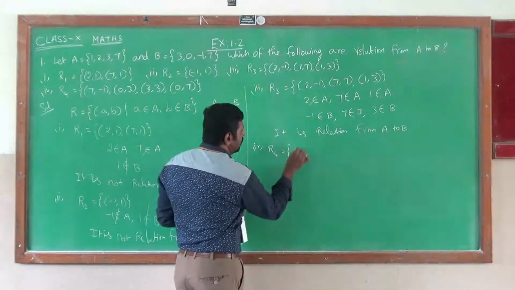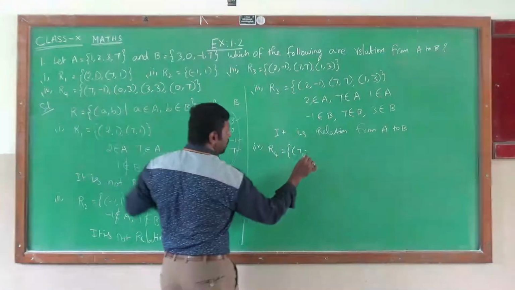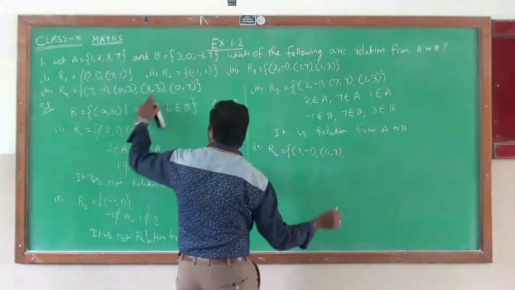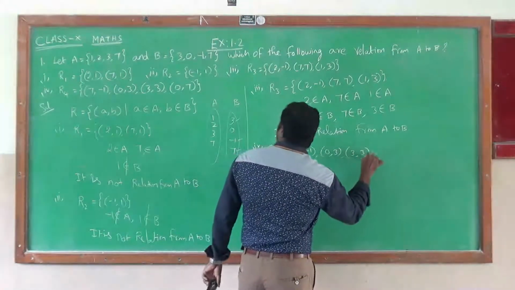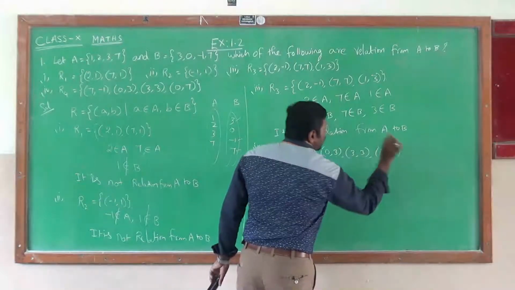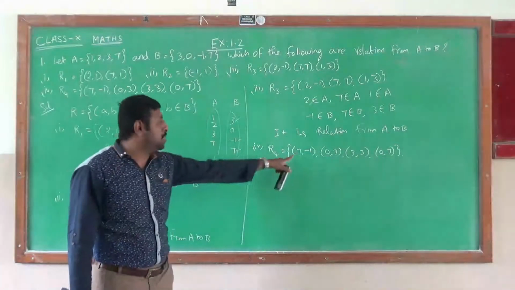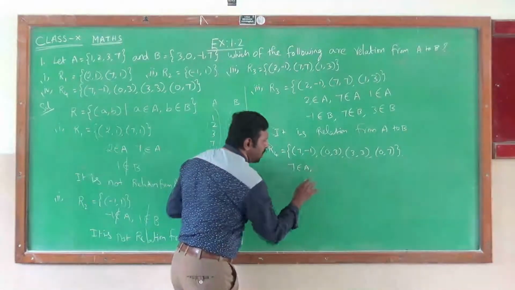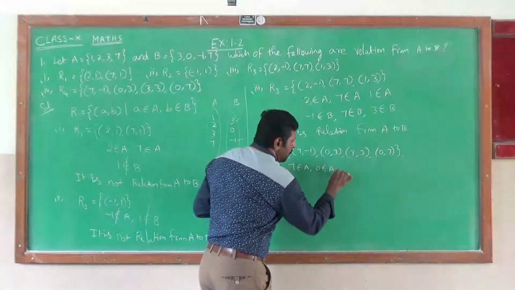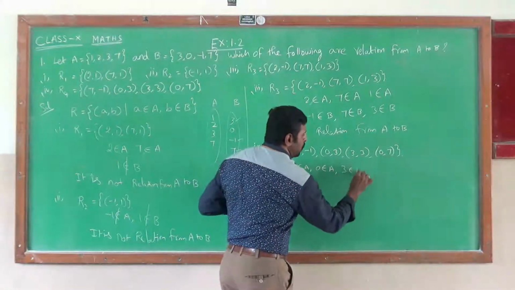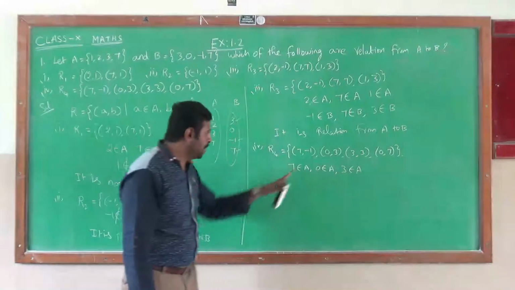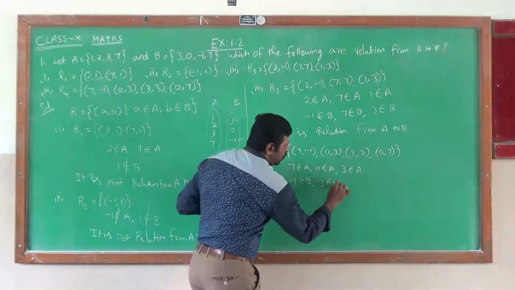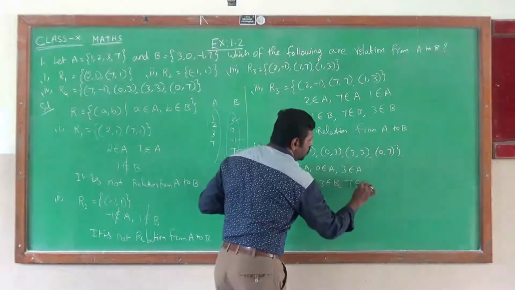R4 is given as (7, -1), (0, 3), (3, 3) and (0, 3). Now the first element belongs to the first set, right? So 7 belongs to A, 0 belongs to A, 3 belongs to A. Here you have already written the 0, right? Now the second set: -1 belongs to B, 3 belongs to B and 7 belongs to B.